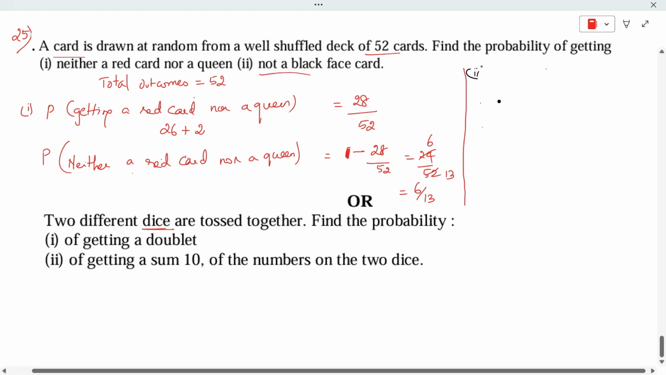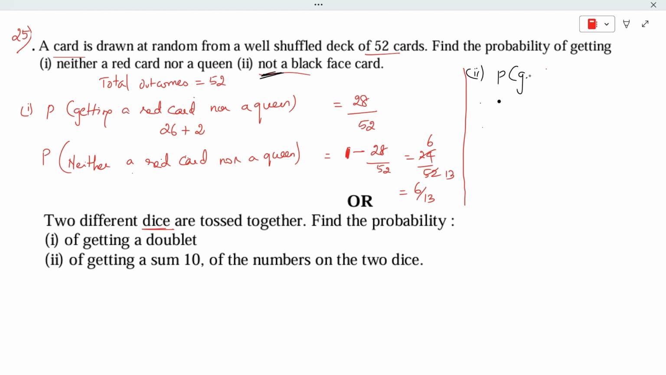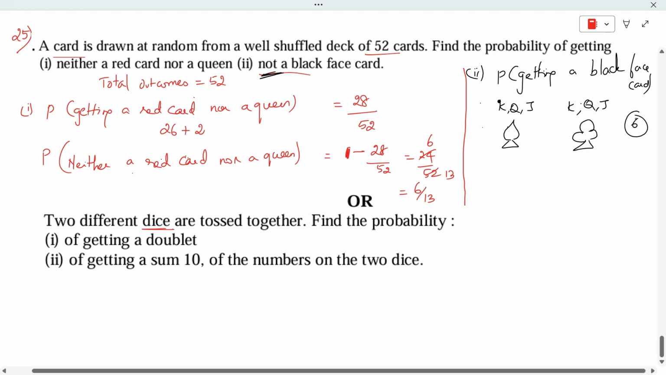Now, second, I need to find the probability of getting not a black face card, right? First, let me find the probability of getting a black face card. How many black face cards will be there? King, Queen, Jack of Spades and King, Queen, Jack of Clubs, right? So 3 plus 3 will be 6. So the probability of getting it will be 6 by the total outcomes, that is 52.